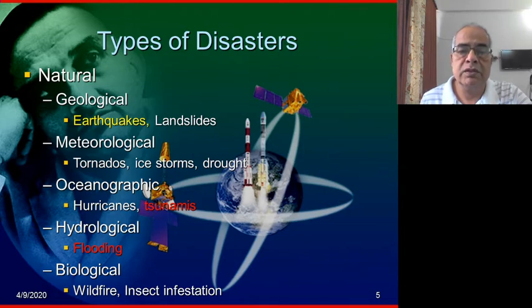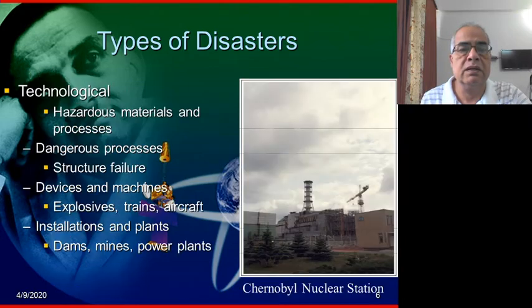These can be meteorological, for example tornadoes, ice storms or drought. These can be oceanographic, such as hurricanes or tsunamis, or hydrological, for example floods. Or they can be biological, in the form of bioweapons, wildfire or insect infestation. All these types of disasters we say are natural disasters.